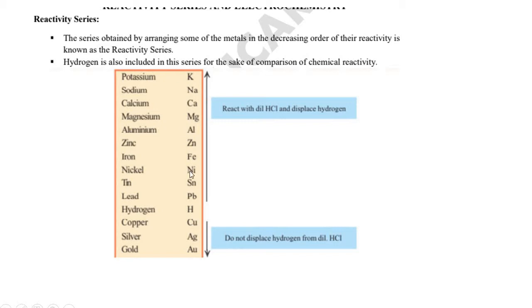Those metals that you can see above this hydrogen react with the dilute HCl and displace this hydrogen. If you put these metals in dilute hydrochloric acid, the hydrogen will be displaced by the metal, and instead of HCl, the metallic chloride will form. But in the case of those metals that are below hydrogen, they do not displace hydrogen from dilute HCl. What does that mean? They do not react.